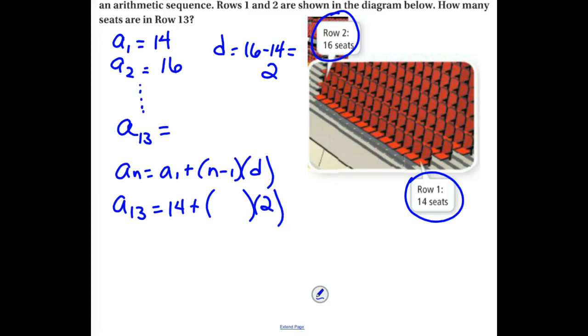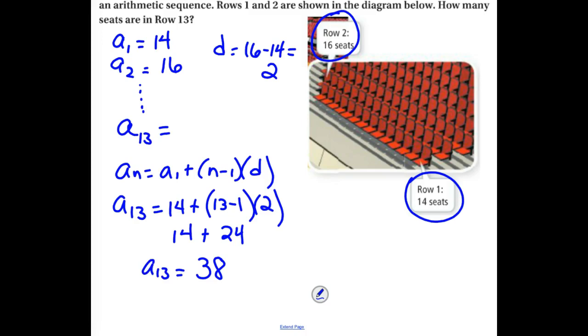If I want the 13th number, and I'm starting with the first number, I need 13 minus 1, right? n minus 1 of my common differences. So I need to add d 12 times. What's 12 times 2? 14 plus 24 is 38. So there's 38 seats in the 13th row.